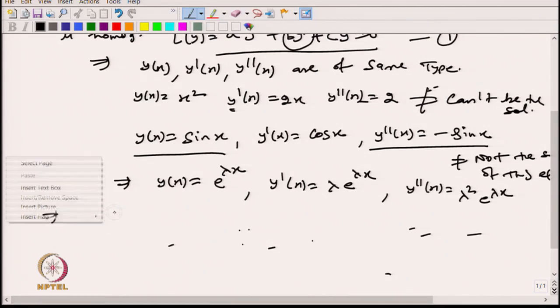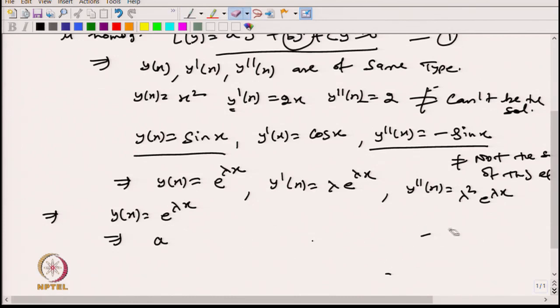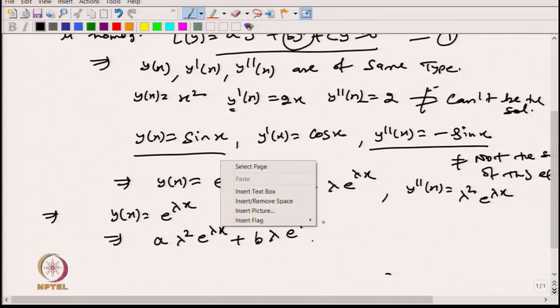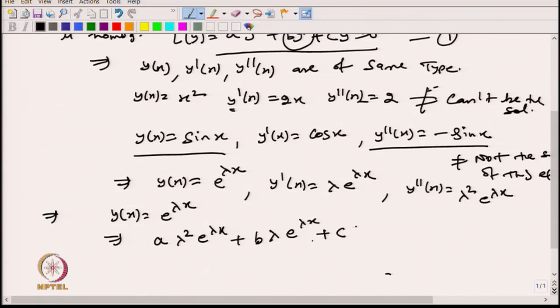So, let us choose y(x) equal to e raised to power lambda x, and then I substitute this in equation number 1. It should satisfy the equation because this is a solution. So, on substitution I should get a times the second derivative, which is lambda square e raised to power lambda x, plus b lambda e raised to power lambda x, plus c e raised to power lambda x equal to 0.